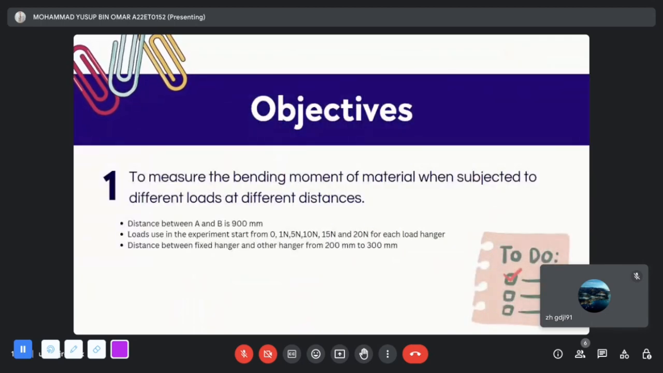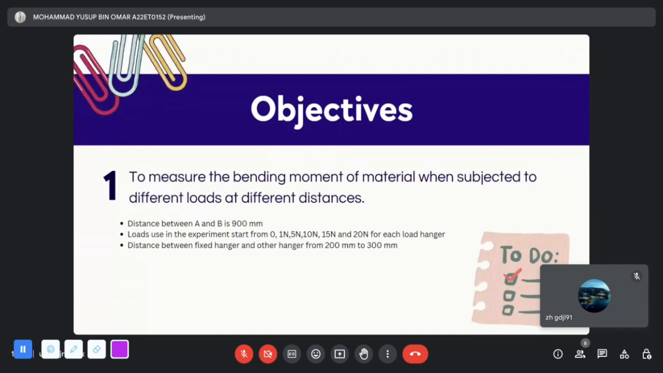So for the objective, in our experiment we measure the bending moment of a material when subjected to different loads at different distances. So the scope that we use in our experiment to achieve the objective is that the distance between A and B is 900 millimeter.